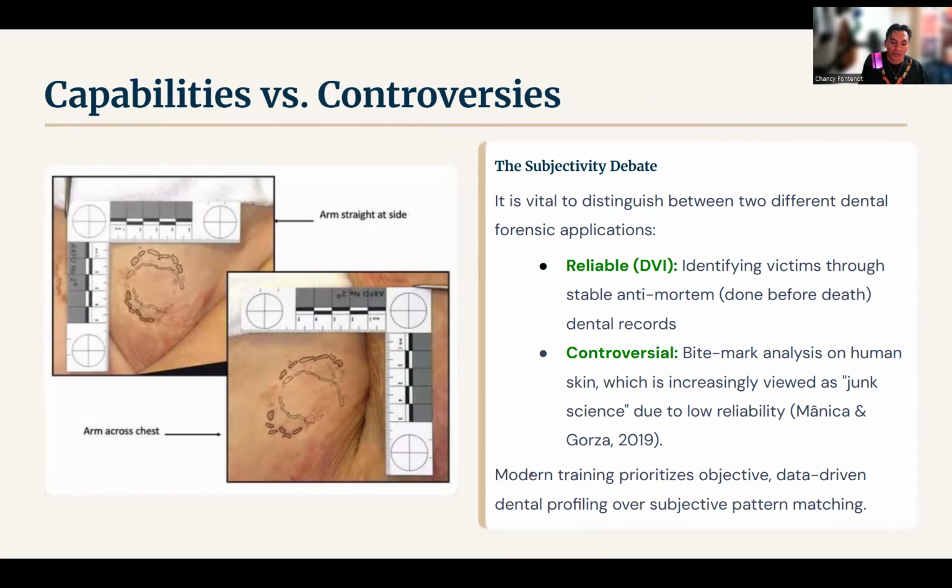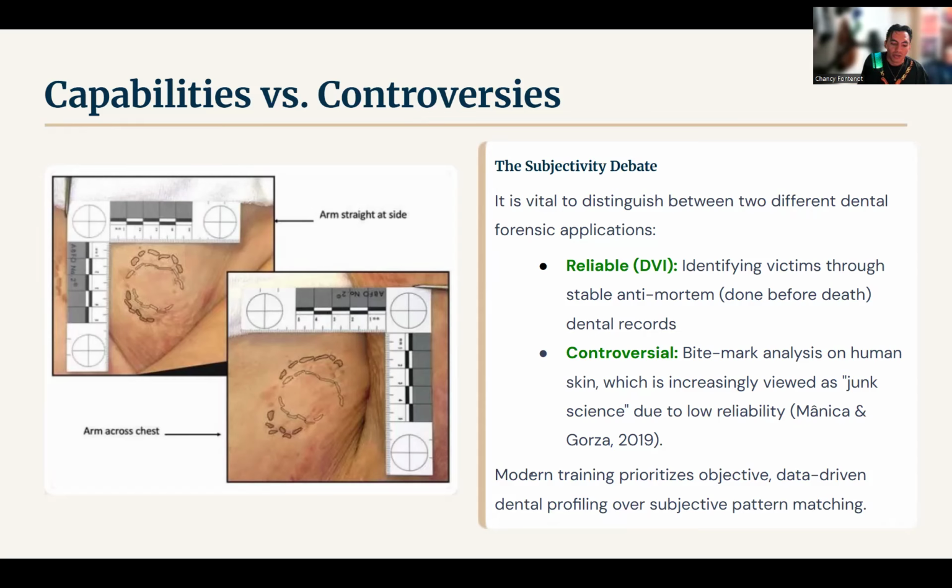However, drawing directly from the research of Manica and Gorza in 2019, we must draw a hard, bright line between two completely different applications within this field. On one end, you have the highly objective, universally trusted practice of identifying victims through stable pre-death dental records. But on the other end, we have bite mark pattern analysis on human skin. This practice is deeply controversial and increasingly viewed as junk science in the 21st century.